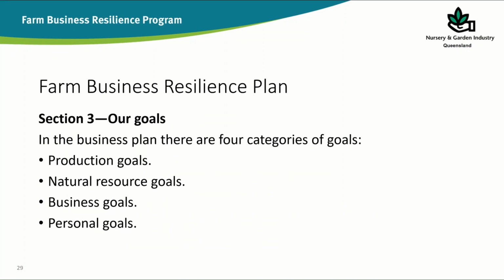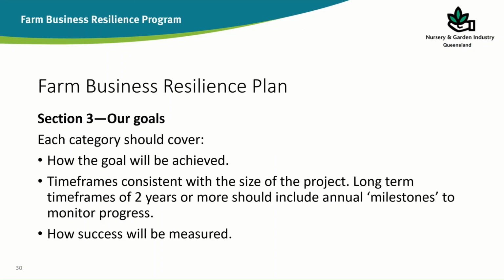Section 3 covers the goals of the business under 4 categories: production, natural resources, business, and personal. Each category of goals should cover how the goal is going to be achieved, and the timeframes it is expected the goal will take to achieve. These timeframes need to be consistent with the size of the project. For longer timeframes of 2 years or more, annual milestones to monitor progress should be included. And finally, how will you measure the success of the goal?